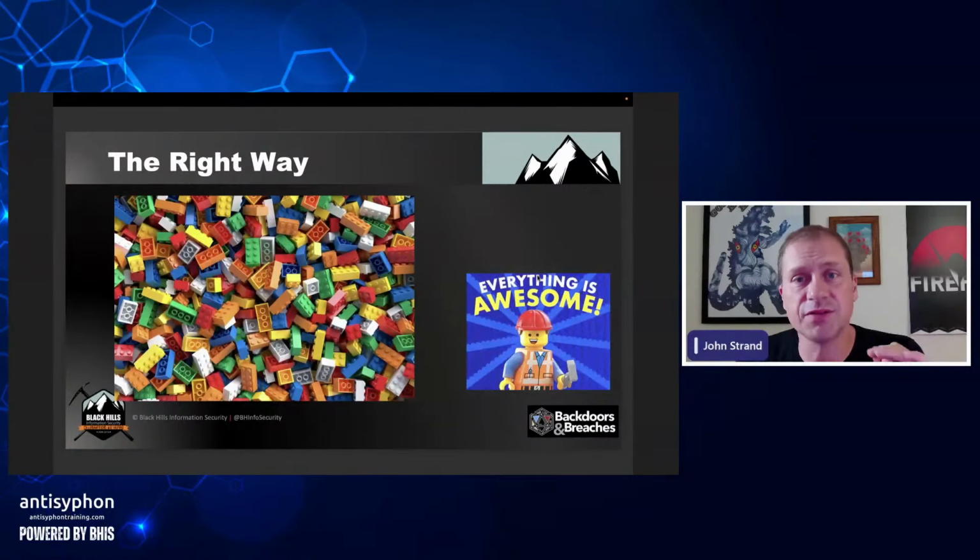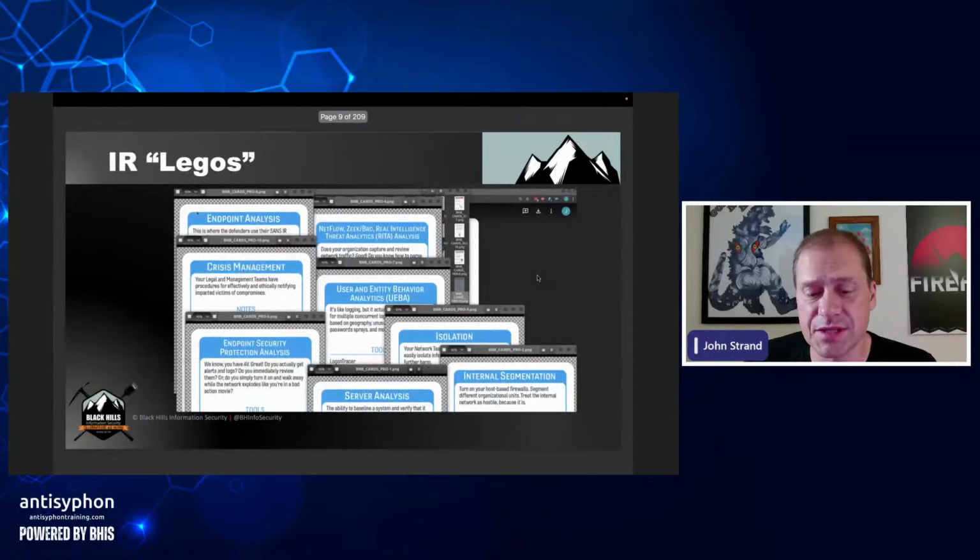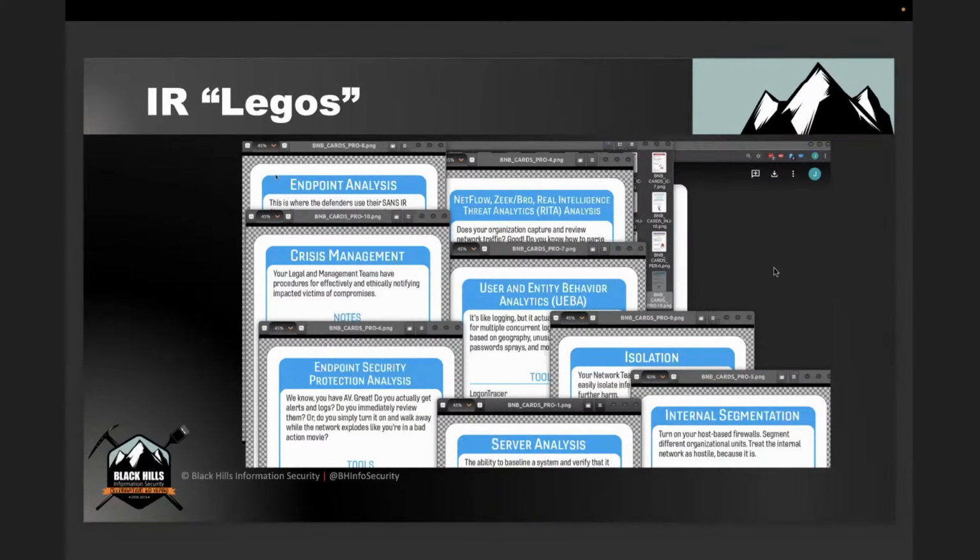I want you to think of Lego bricks of functionality, Lego bricks of skills that you should have in IT that'll help you deal with an incident. These are those Legos. All right. So these are the things we're going to be doing in class. Endpoint analysis. We're going to be talking about that. NetFlow, Zeek analysis, user entity behavioral analytics, isolation, endpoint protection analysis, server analysis, internal segmentation.